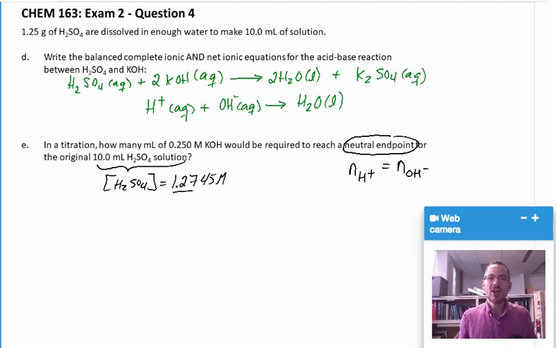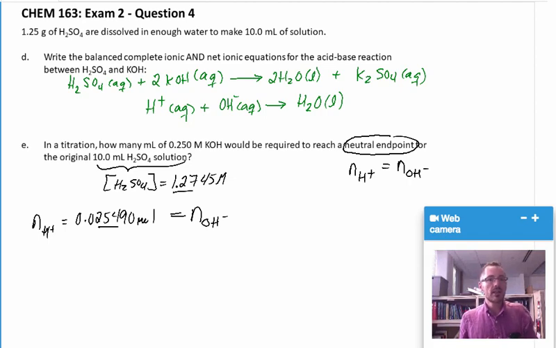But I already know the number of moles of protons. I found that earlier in Part B. So the number of moles of protons that I had was 0.025490 moles. I found that earlier. But now I can also say that this is equal to the number of moles of hydroxides. If I was to reach that neutral endpoint, all of the protons must react with a maximum amount of hydroxides, and that's the number of hydroxides. So by knowing how many moles of protons that we had earlier, we now know how many moles of our hydroxides we have.